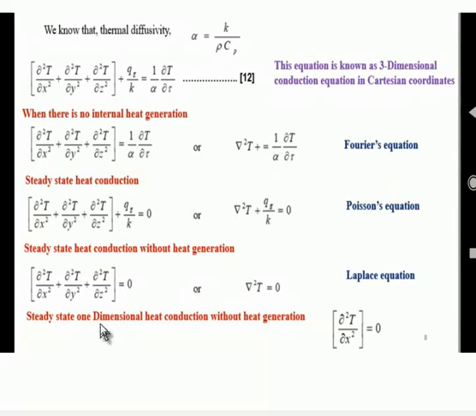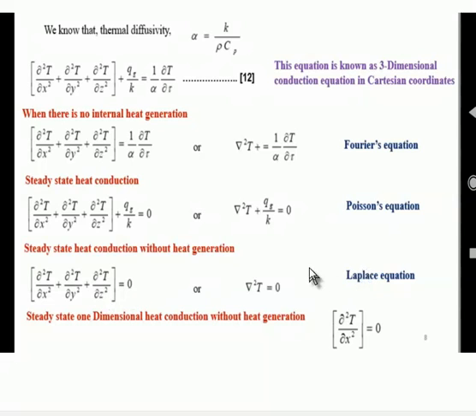Okay. Steady state one dimensional heat conduction without heat generation: only one dimensional is nothing but ∂²T/∂x² equal to 0, because in the other two directions it becomes 0, as it is only one dimensional. If it is two dimensional, then we have to write these two terms. If it is only one dimensional, then we write only this equation. If it is three dimensional, then it is the Laplace equation.